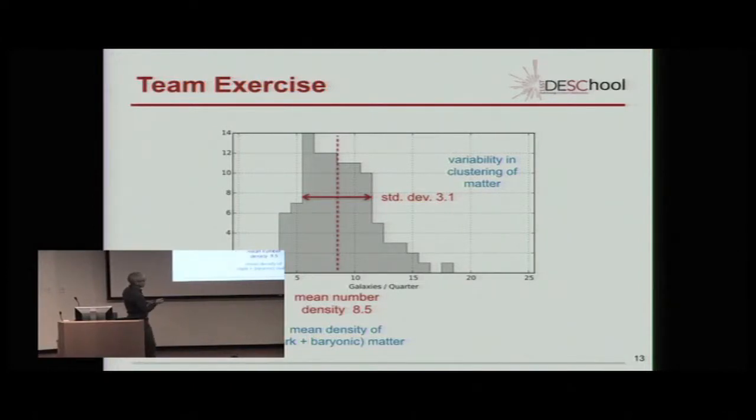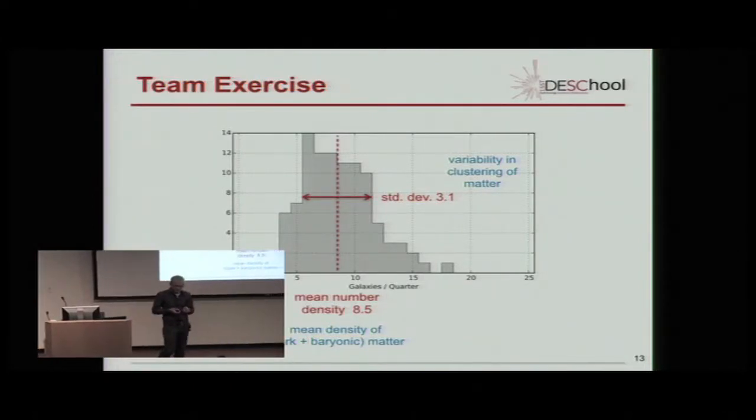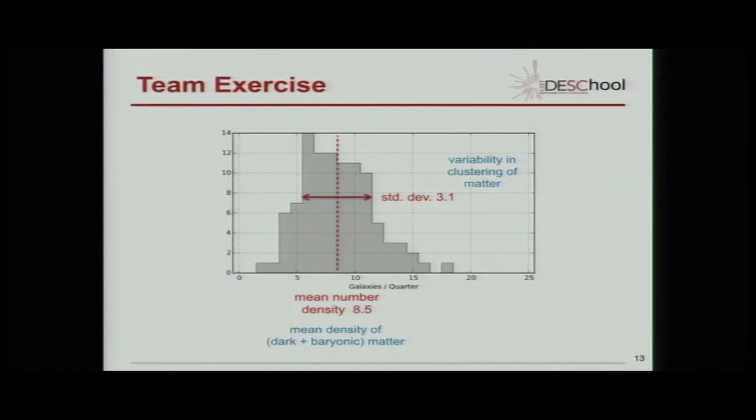So it's basically just two numbers that we can get from these measurements when we do the histogram. We can get the mean number density under a quarter, which should be about 8.5. And that's telling us basically the mean density is related to the mean density of dark plus baryonic matter. Okay, so that's telling us about the expansion history of the universe at that epoch, the redshift of 1.2 we're measuring. But more interesting, we can also measure the spread in these numbers.